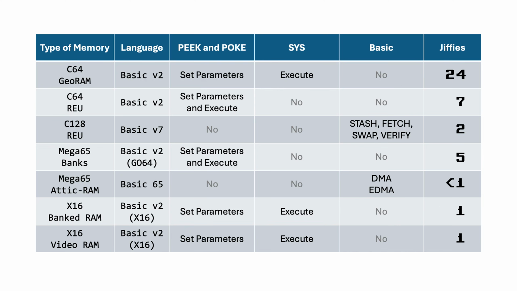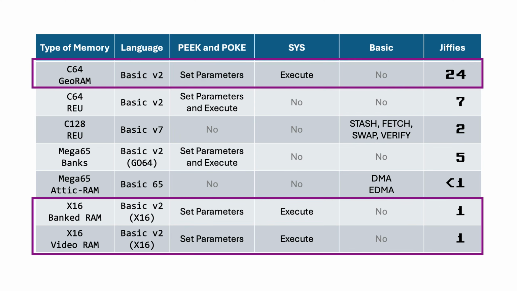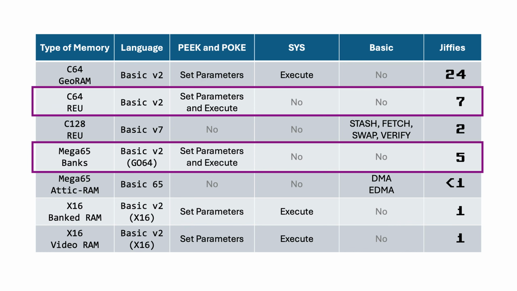Okay, and here's a summary of what we had. We see three different concepts of using expanded memory. GeoRAM and the X16 provide kernel functions for CPU-based copying of the data. They have in common that parameters are set via poke and execution is triggered through a kernel call. By the way, GeoRAM works on the 128 exactly the same way as on the C64. Then we have the DMA approaches. That's the REU and the Mega65 implementations. They have in common that only pokes are required, and this includes triggering the execution of the data copy.